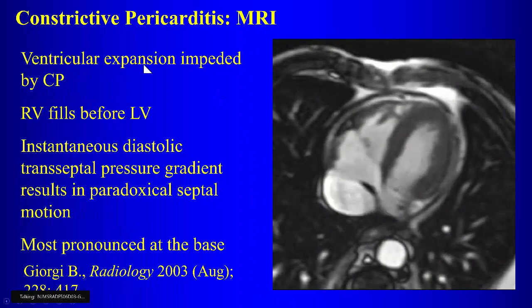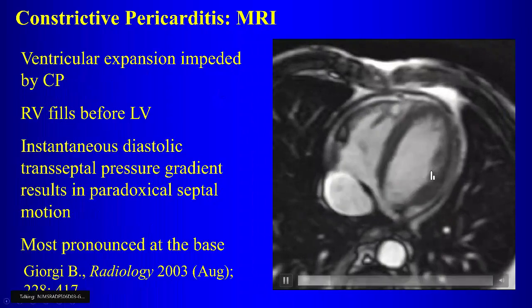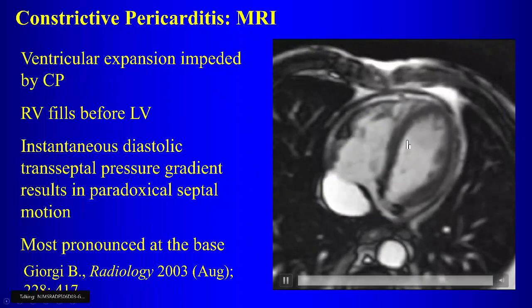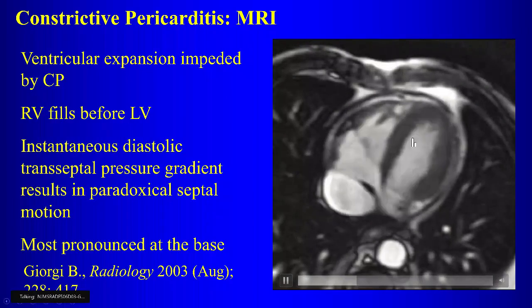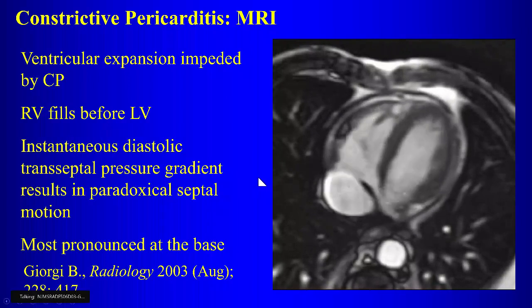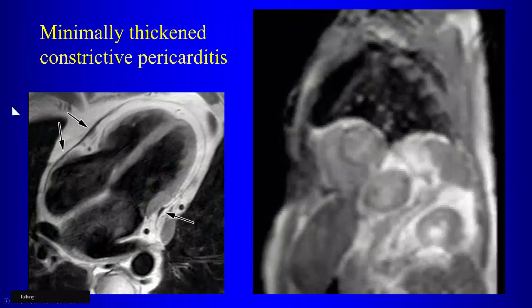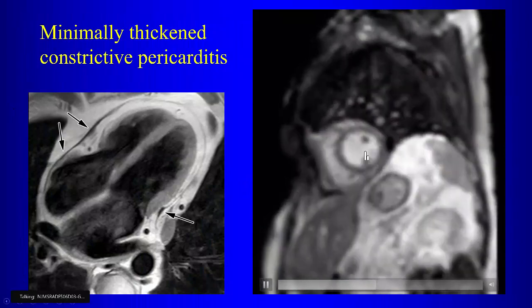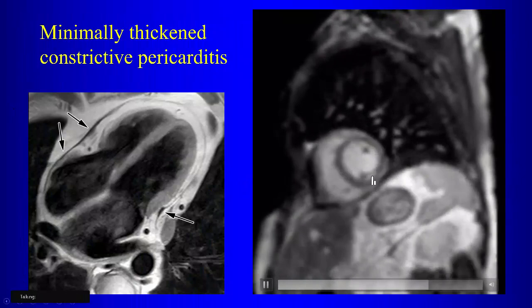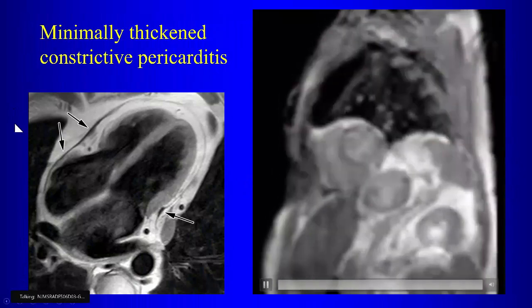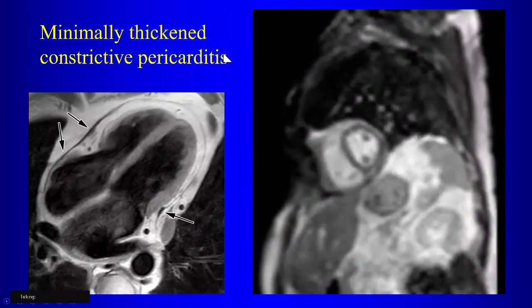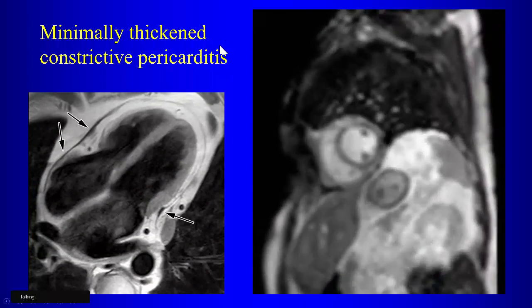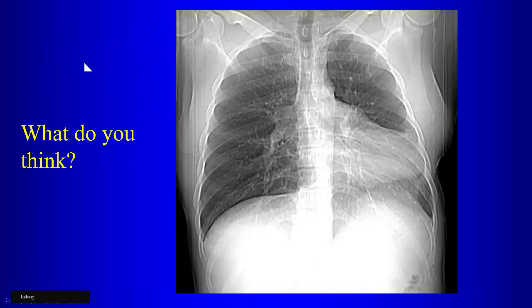As we talked about, constrictive pericarditis impairs ventricular expansion, and so that's why you get that movement of the interventricular septum towards the left ventricle, and then it bounces back. Most pronounced at the base. There is some thickening of the pericardium here, not so much, but when we do the exam, we see a significant component of constrictive physiology, even though the pericardium is not that thickened in this patient. All right.